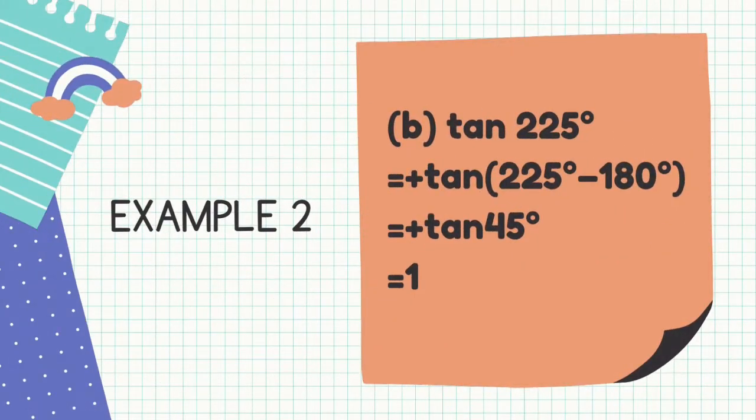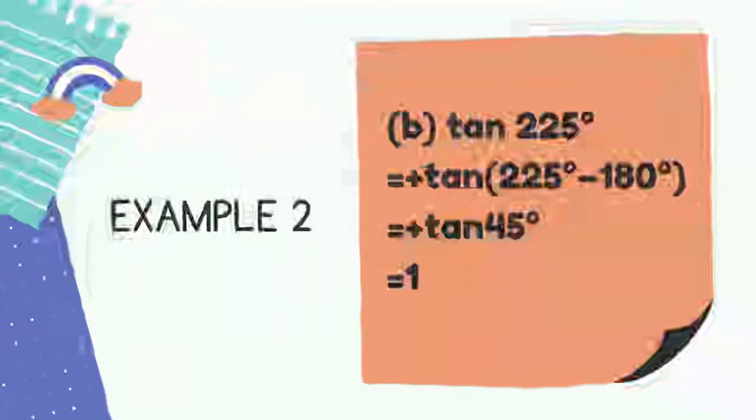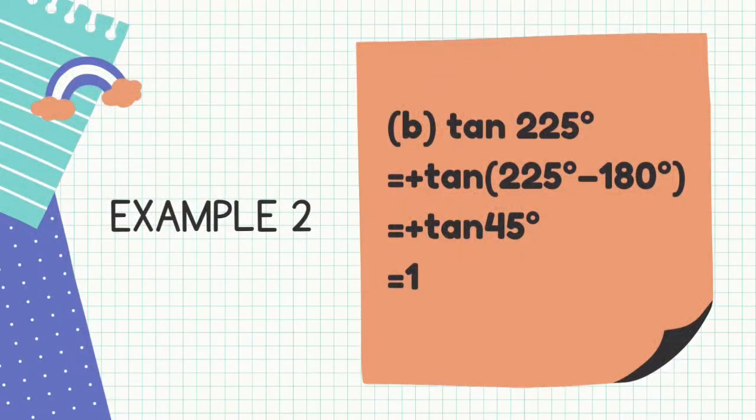Example 2b. Tangent 225 degrees. Firstly, 225 degrees is located in quadrant 3, therefore it is a positive value for tangent. We use 225 degrees minus 180 degrees to find the acute angle for tangent. The acute angle is equal to 45. Referring back to the previous table, tangent 45 is equal to 1. Therefore the answer for tangent 225 degrees is 1.